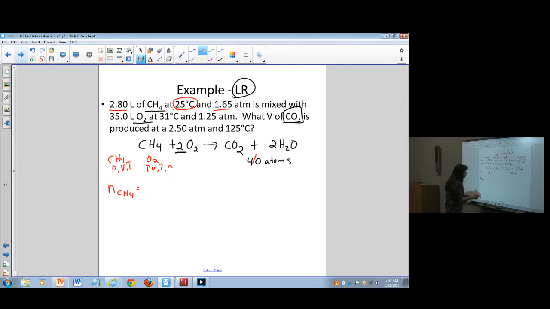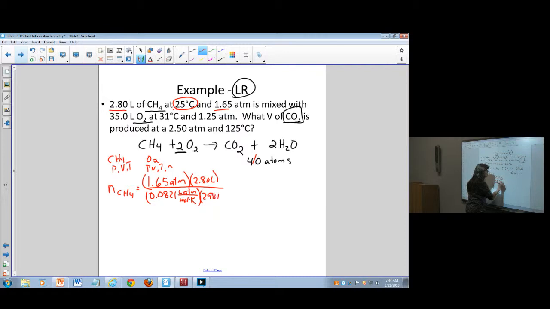That's going to be equal to 1.65 atmospheres times 2.80 liters. We're going to divide that by the constant R and the temperature at 298. And we're going to discover that that gives us 0.189 moles of methane.